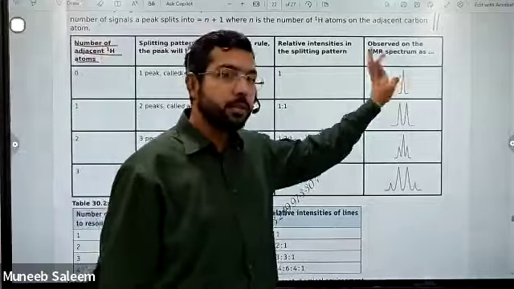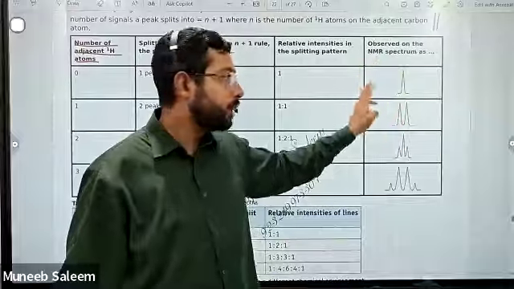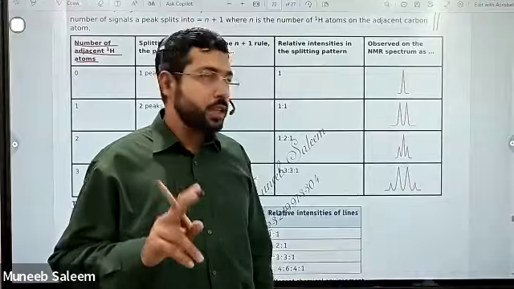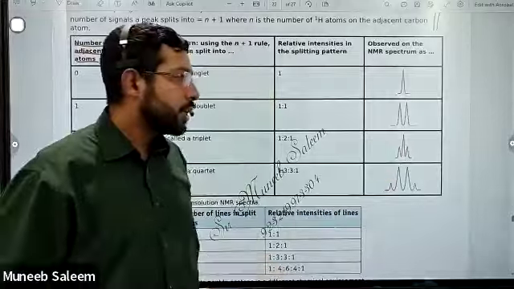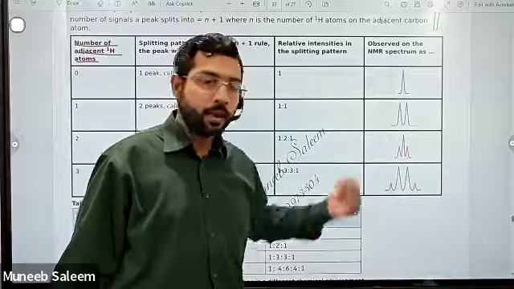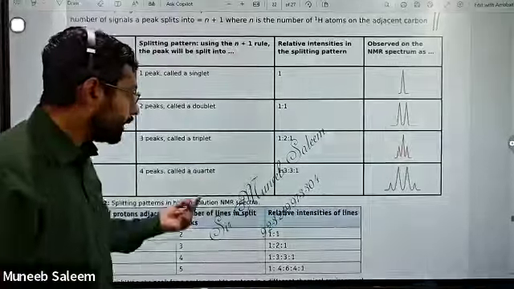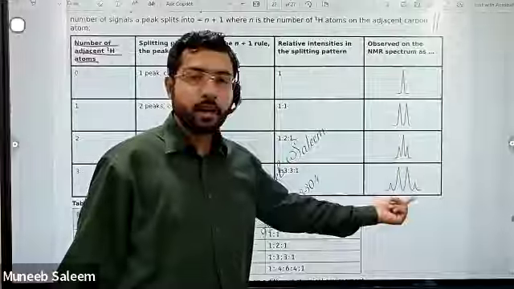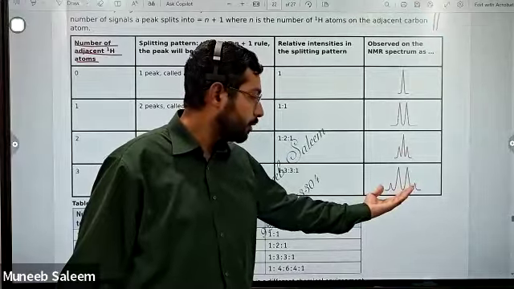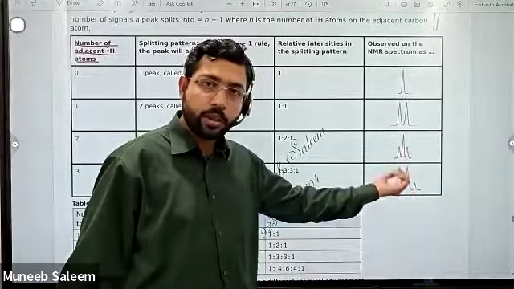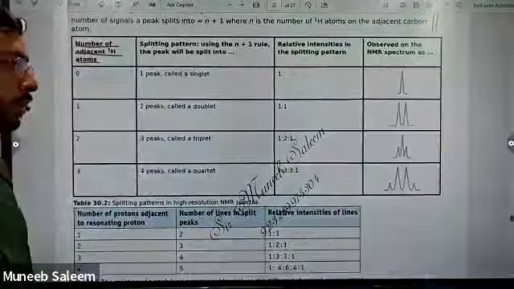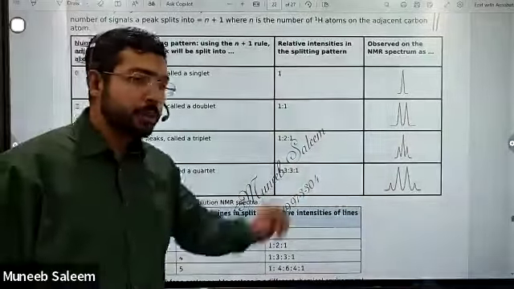You can see one peak is indicated as one peak. 2 peaks are indicated by 2 equal magnitudes. 3 peaks are indicated in such a way that the sideways peaks are smaller and the center one is higher. And the 4 peaks are indicated like this. You can see the extreme peaks are of the same magnitude and the central 2 peaks are of the same magnitude, and they are of the higher value. So that's how you need to indicate, or you need to understand how the splitting occurs.